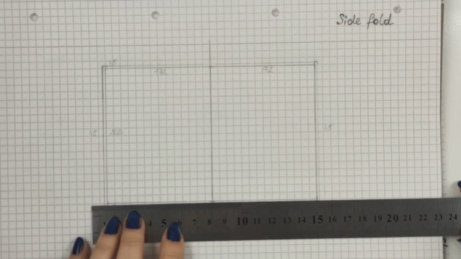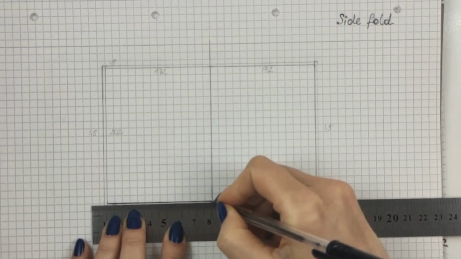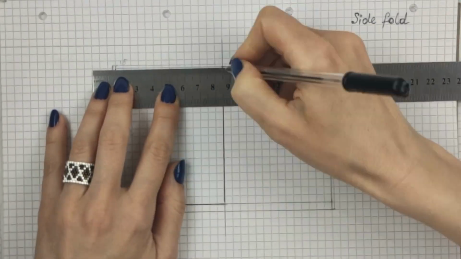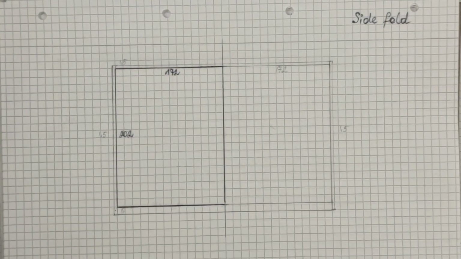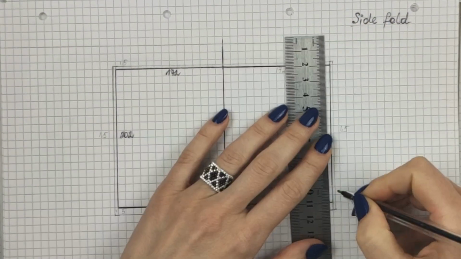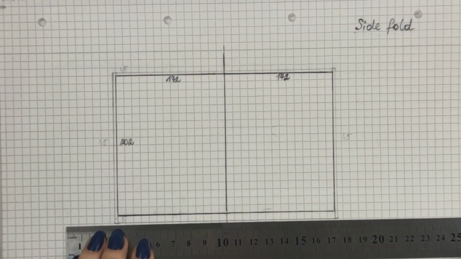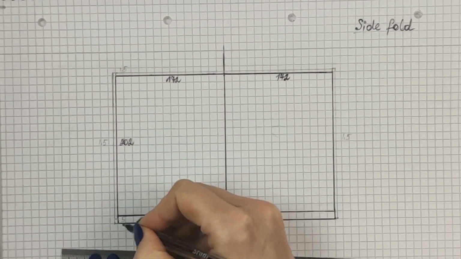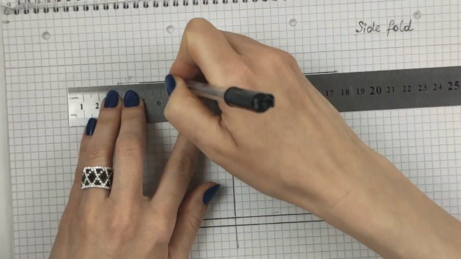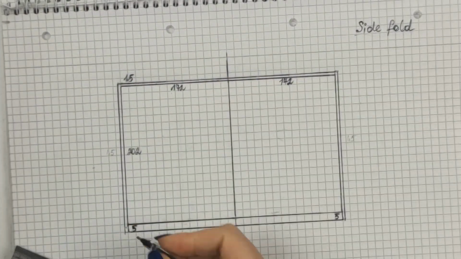Next option of a duvet cover is the one with a fold on the side. I draw a rectangle 172 centimeters wide and 202 centimeters long. I add another one to the right of it. Add 5 centimeters seam allowance at the bottom. Add 1.5 centimeter seam allowance on top and 1.5 centimeter on both sides.